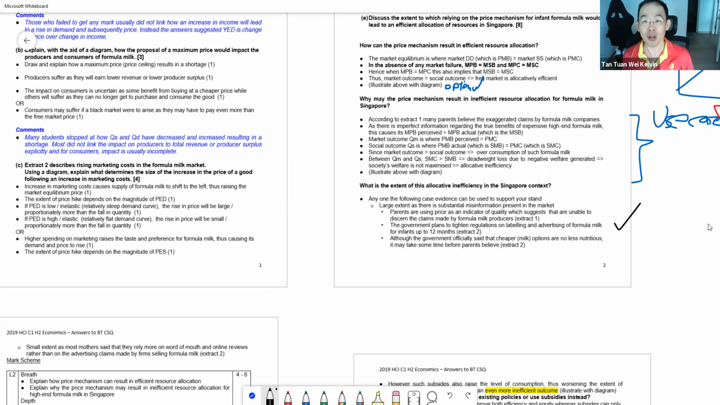If you're going to use price as an indicator, right, you would think that the higher the price, the better the quality of the milk. So if fresh milk is cheaper, fresh milk shouldn't be too good. But formula milk is so expensive, surely it is good. That is an indication of misperception, of misinformation. Okay, it's the easiest to state a stand there. Clear? So try to state a stand and to put your justification.